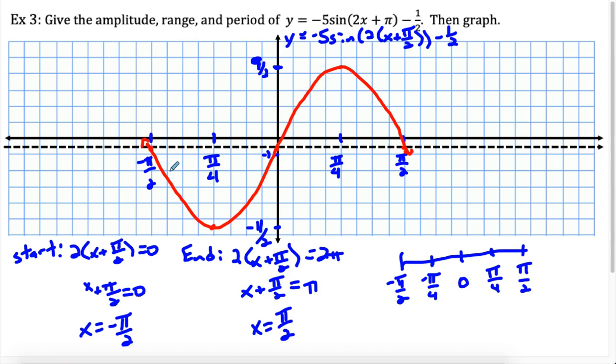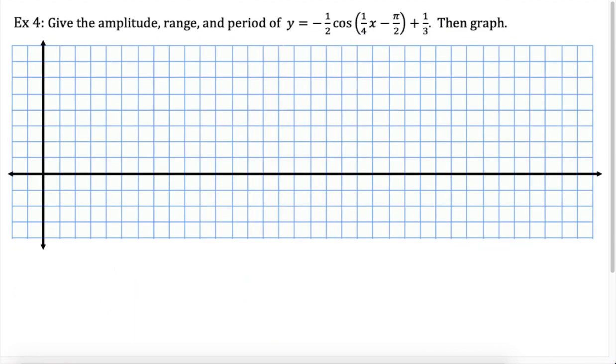Okay, so it's the exact same process. If we have a negative sign, the only difference is we would reflect across the midline then. So we're just going to sketch the basic shape of sine upside down, essentially. Instead of going up and then down, for a negative, we will go down and then up. Let's do one more example here with cosine.